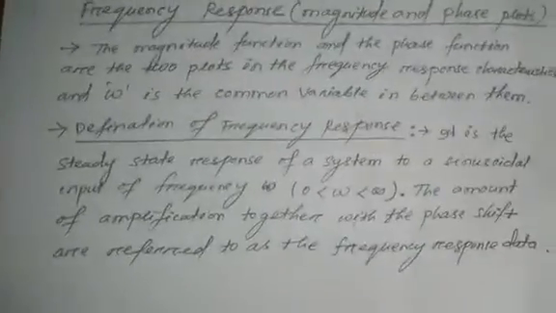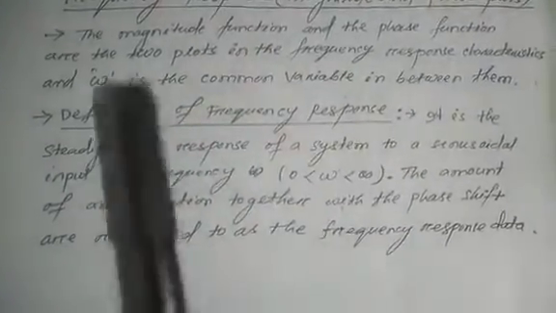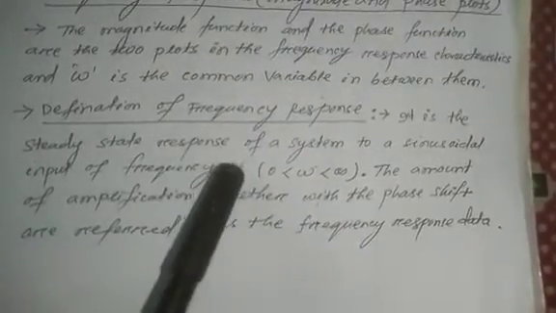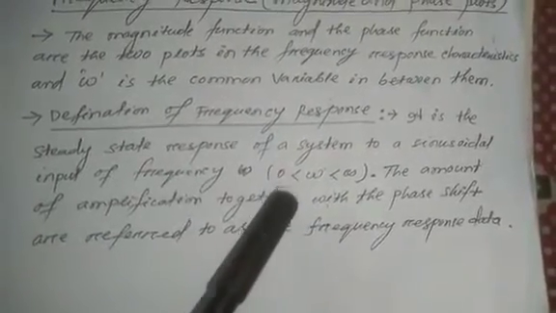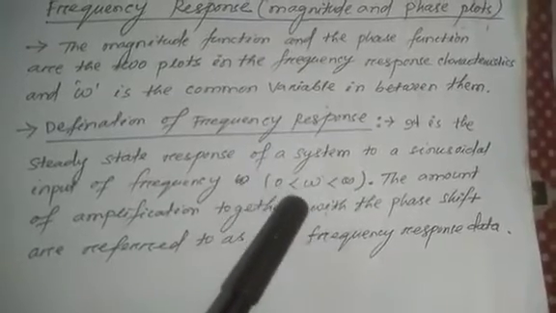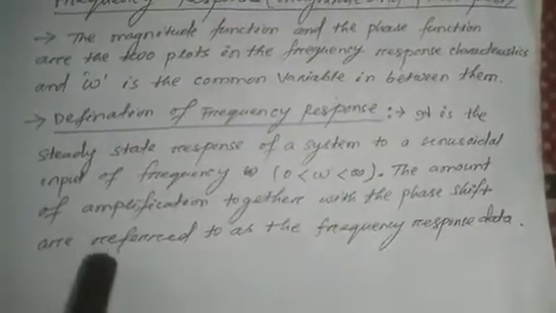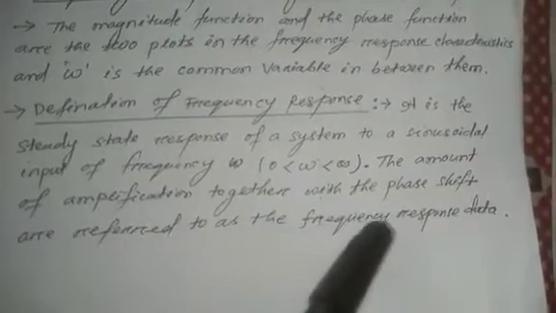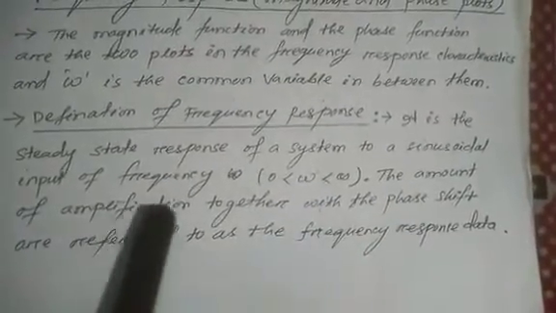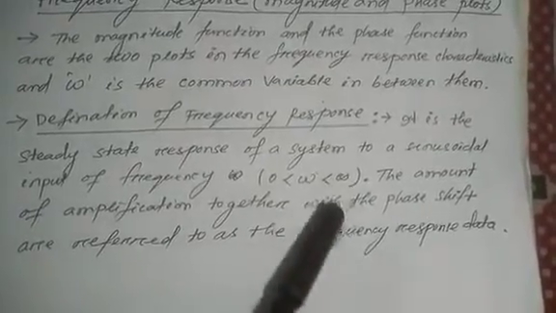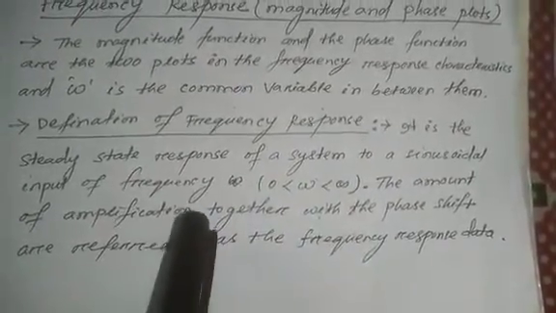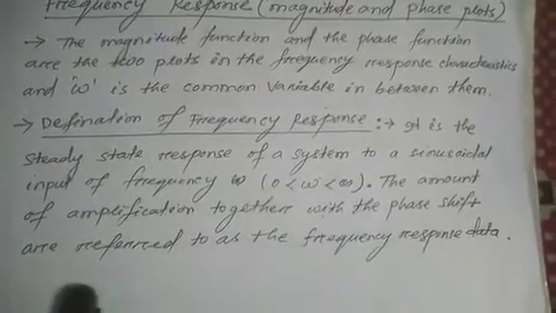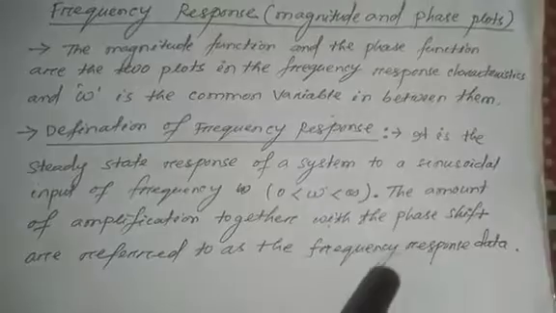Then what is the definition of frequency response? It is the steady state response of a system to a sinusoidal input of frequency omega, where omega varies from 0 to infinity. The amount of amplification together with the phase shift, meaning amplitude and phase, is referred to as the frequency response data.